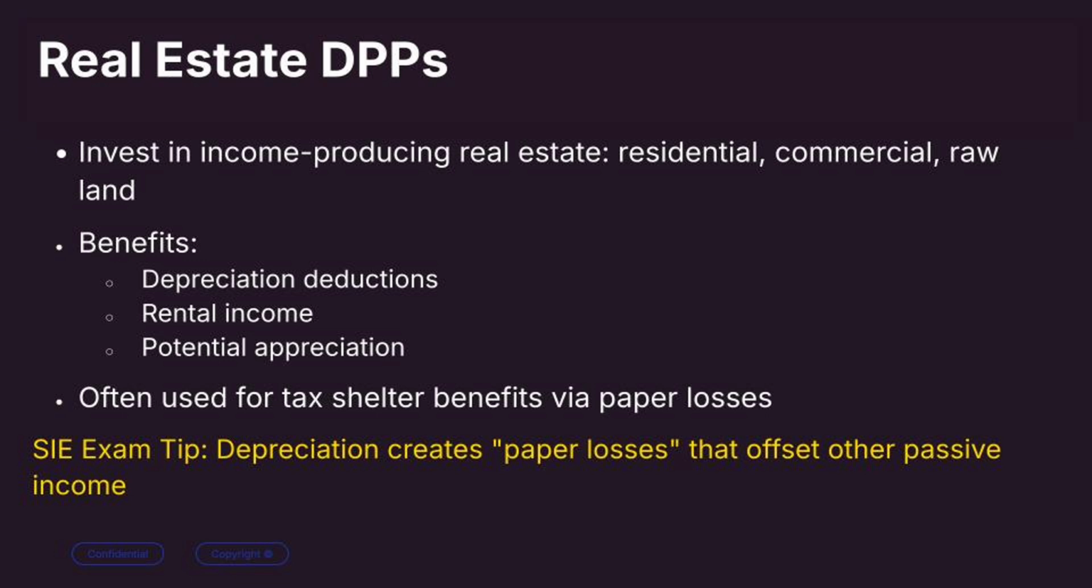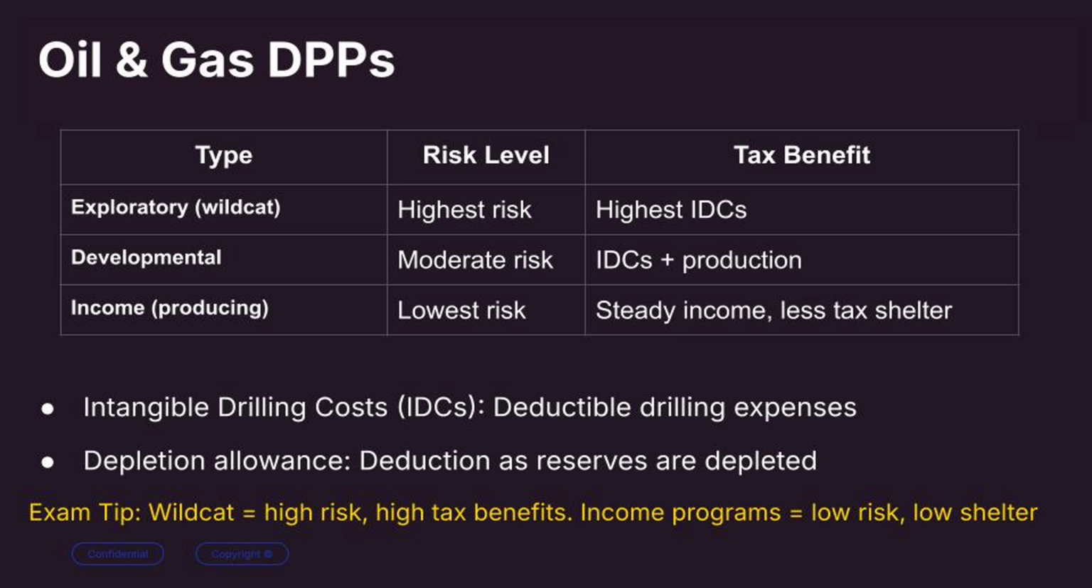Subtypes include residential, commercial, and raw land. But the deeper subtypes are not what the test is checking. The depreciation idea is. Oil and gas DPPs come in 3 flavors, and they line up on a risk spectrum. At the top of the risk scale is exploratory, also known as a wildcat program. They drill where there may or may not be oil.